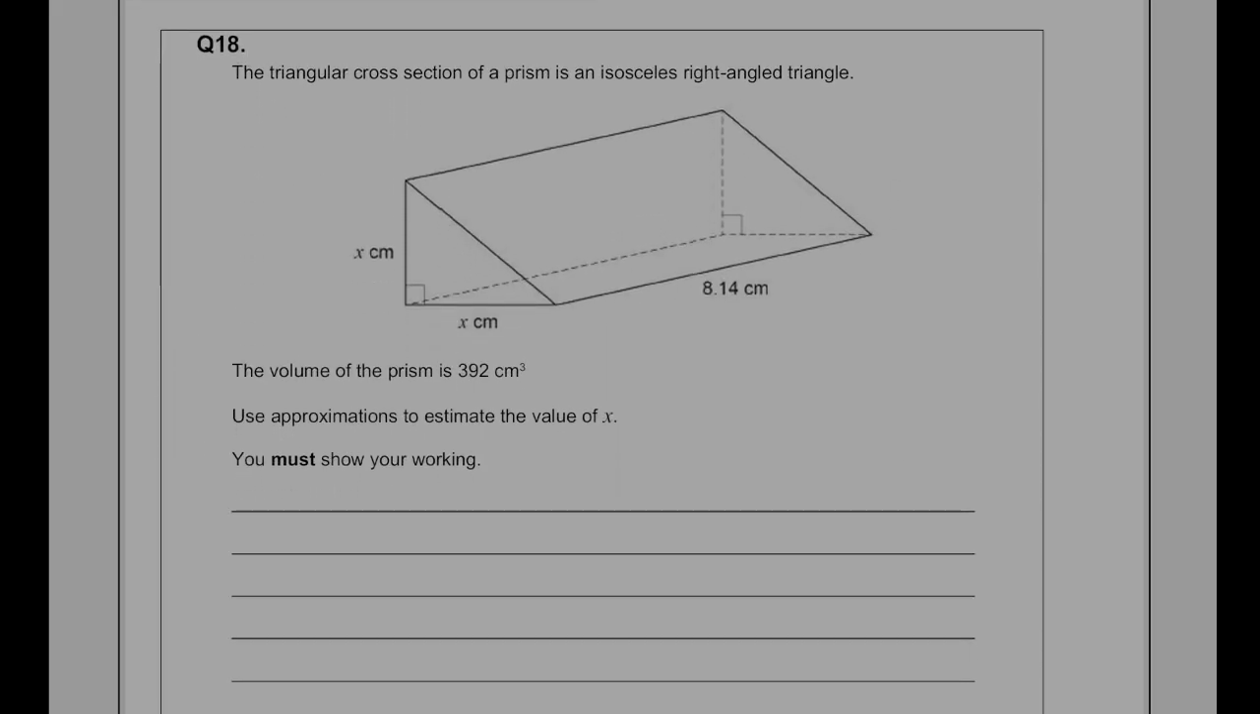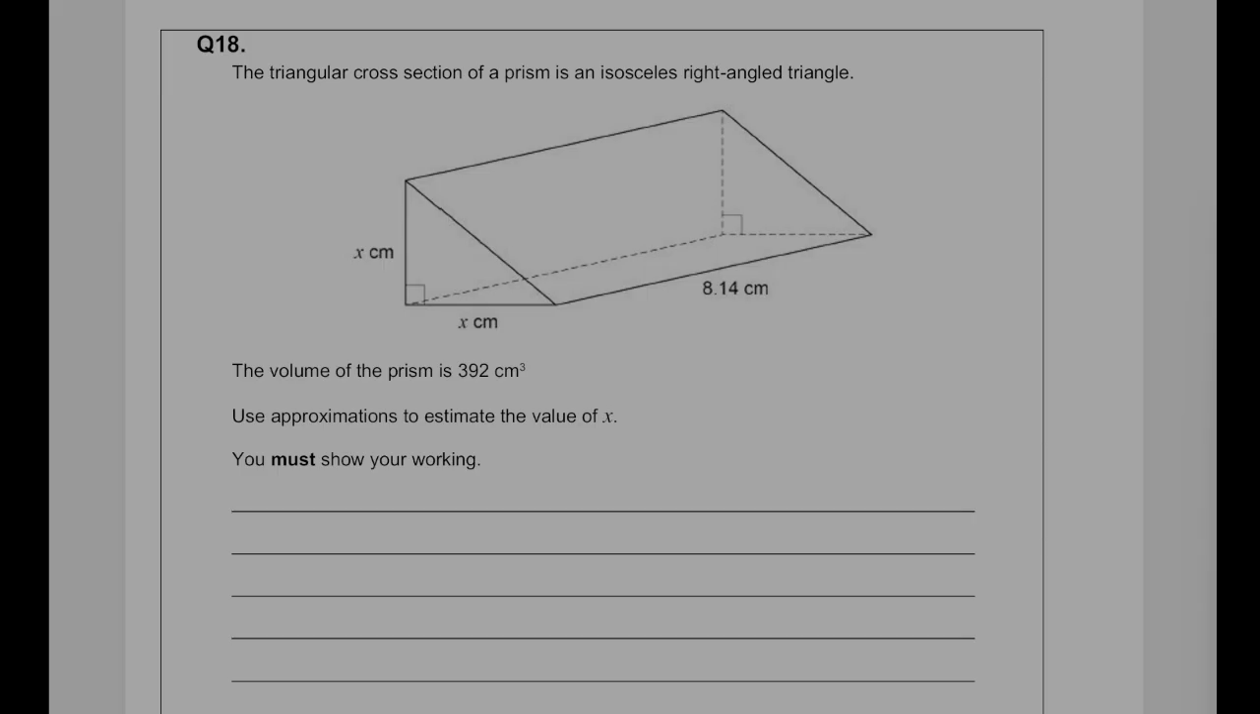Question 18. Triangle cross-section prism is an isosceles right-angled triangle. The volume of the prism is 392 centimeters cubed. Use approximations to estimate the value of x. You must show your working.